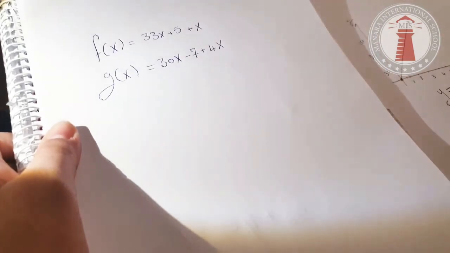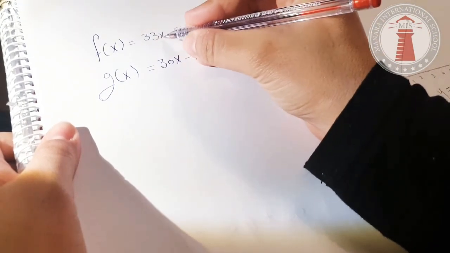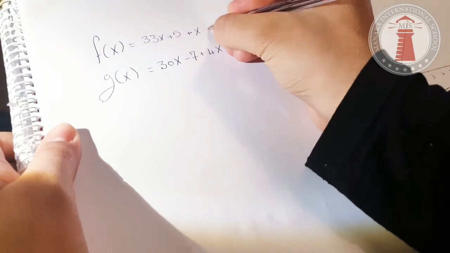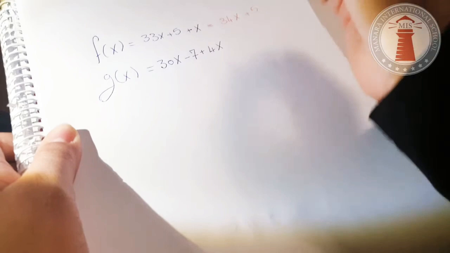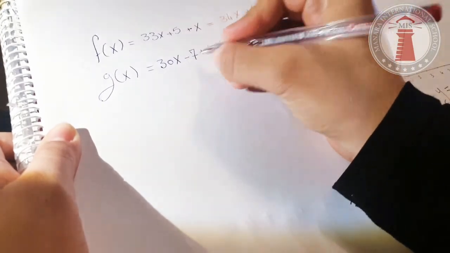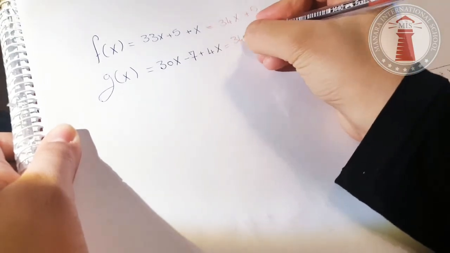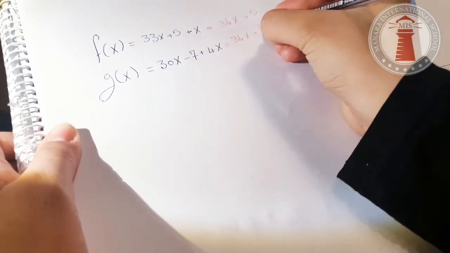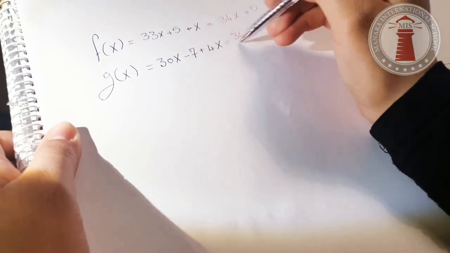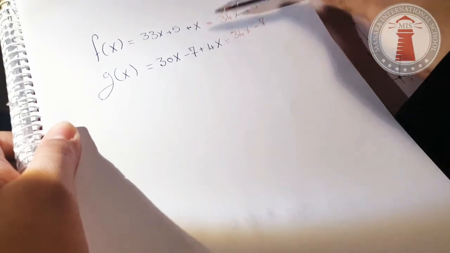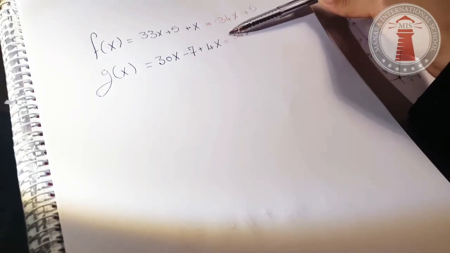Now the tricky part here is just to combine the like terms together, which are the 33x and x in here. So this becomes 34x plus 5. And the like terms here are also the x coefficients, which become 34x minus 7. We can clearly see here that the y-intercepts are different, but what is the thing that we can compare, or that is the same in here?